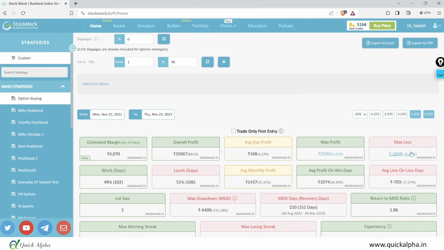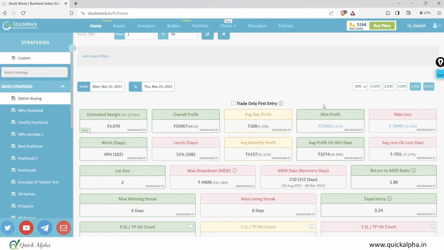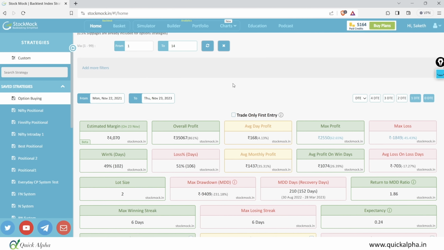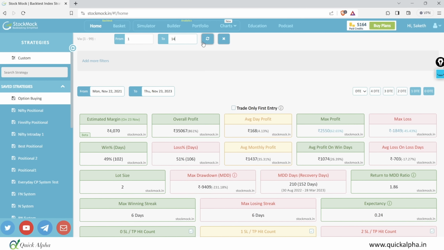So what we are going to do is we are going to add one more filter to make this system work really well under the best circumstance. And that is, we are going to use this system only if the VIX is between 1 to 14. So if it is under 14, only then we are going to run the system. So now the moment I click on refresh, you can see what exactly ends up happening.